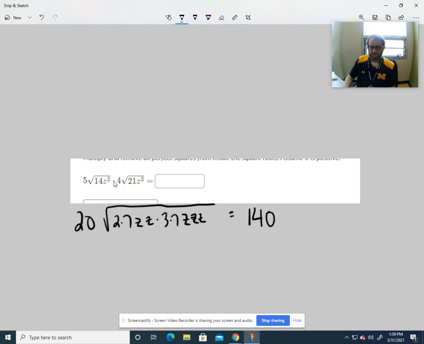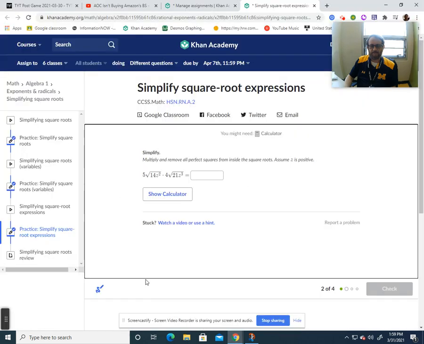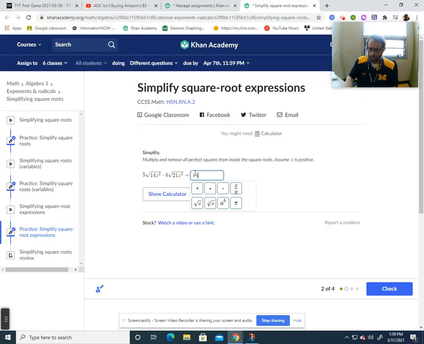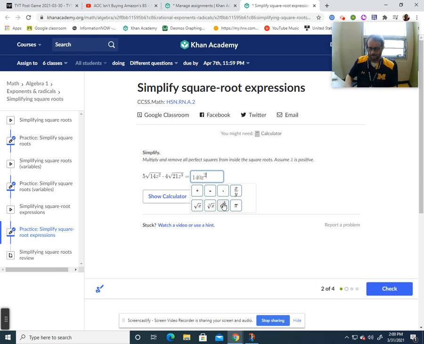Now as far as z's, I got one pair here, and I got another pair here. So that's 2 pairs of z's on the outside times the square root. What was left? There was a 2 in here, there was a 3 in here, so that's 6. And then there was one straggler z left over. So my answer is 140 z squared times the square root of 6z.